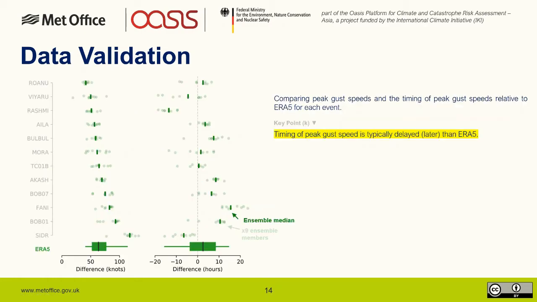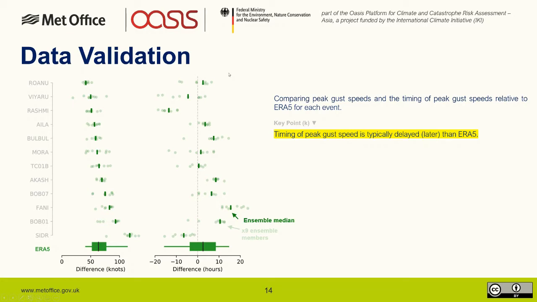Plotting the data in a different way, now only looking at the differences in peak gust speeds and the timing of the peak between our regional model and ERA5 across all 12 events, we again see that the timing of the peak gust speed in our regional model is typically delayed, i.e. later than in ERA5.